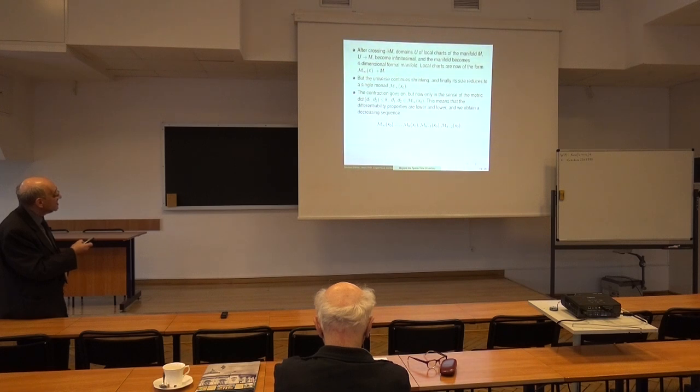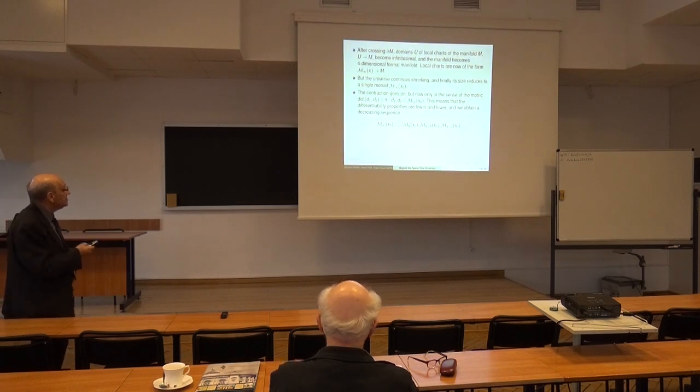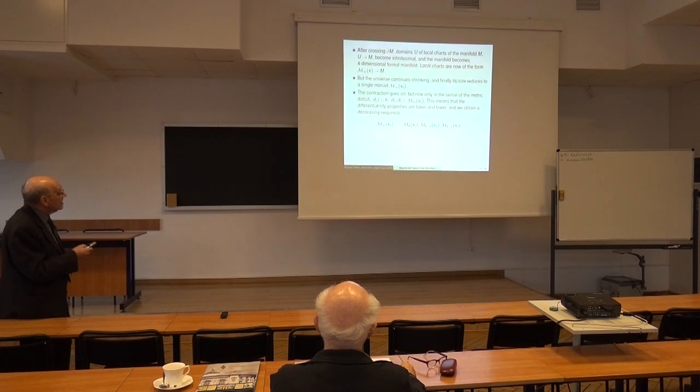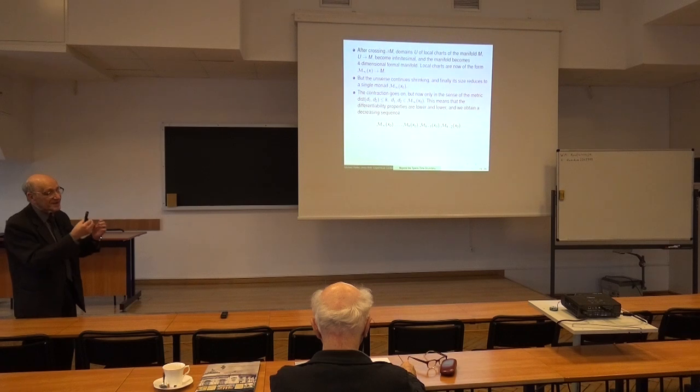k is equal to infinity at the beginning of this process, so we still have good differentiability properties. But the universe continues shrinking, and finally its size reduces to a single monad, so to a single chart, and the universe is described by a single monad. But the contraction goes on. Now we can imagine that everything I am speaking about is happening inside a point x0, this point.